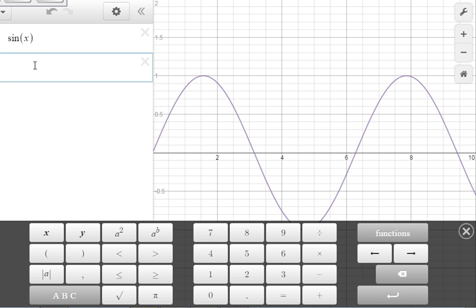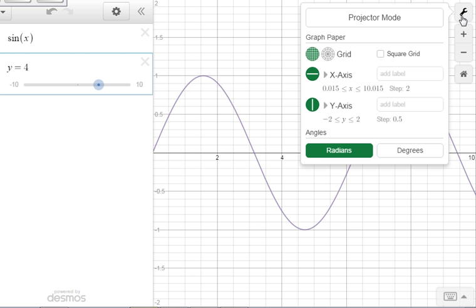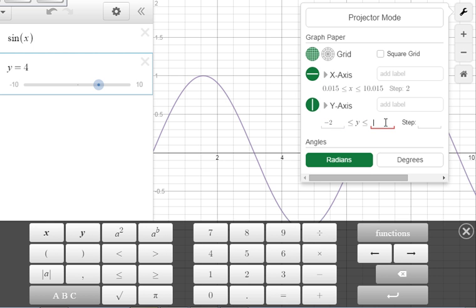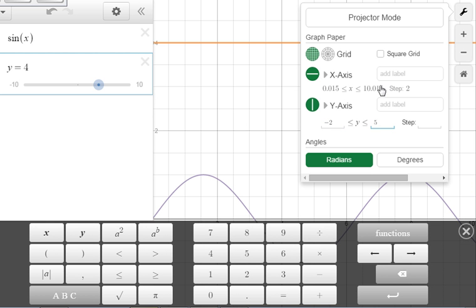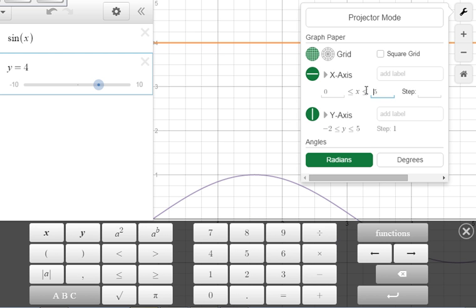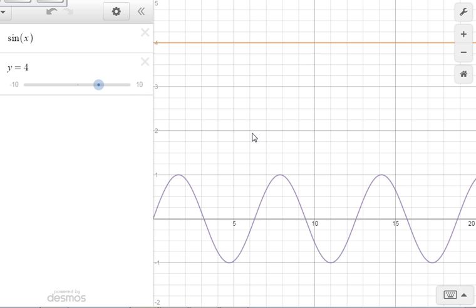And the other one is y equals 4. I'm not seeing that y equals 4. I need to change my graph settings so I can see up to 4. And it also wanted me to go from 0 up until 20. Okay, there it is. Now you can see down below there's the sine wave, and up above there's our line.